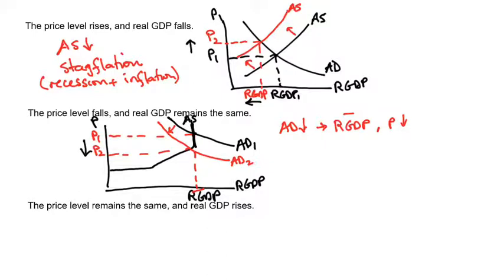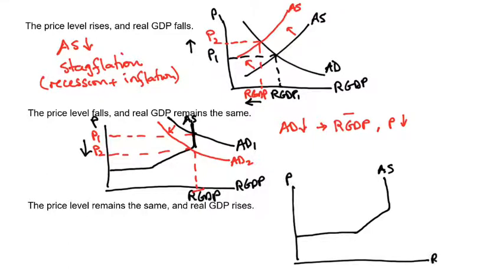The next one is also a little bit different. In this case, the price level remains the same and real GDP increases. To do that, I also want to include all the three ranges of aggregate supply: the Keynesian range, the intermediate range, and the classical range. Again, we have the price level and real GDP, but now I need to decide where I should place my AD to have the price level remain the same.